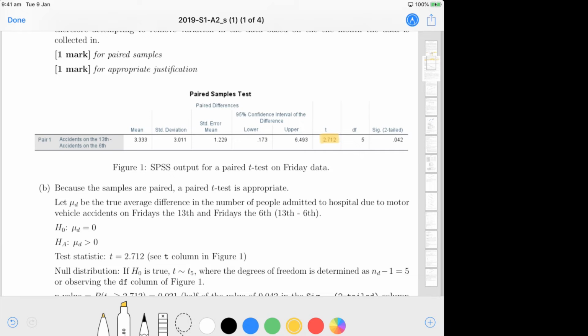And we want you to also report it. Sometimes we need the confidence interval. It's here, you can report it, but in this question we don't need to. We also need the degrees of freedom and the p-value. Note that the p-value in SPSS is actually shown as significance, so that's what you need to report. Okay, so to answer this question, what is the test statistic? It's 2.712.